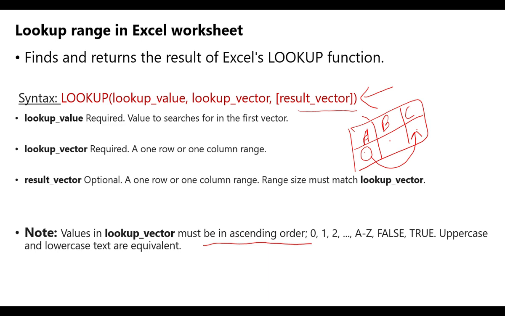So here you are trying to look up, right? From A and B you are trying to look up, and all your columns and rows should be in ascending order. Fine, so let's see the demo.